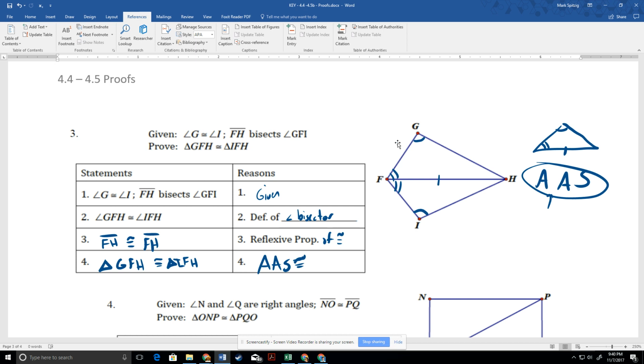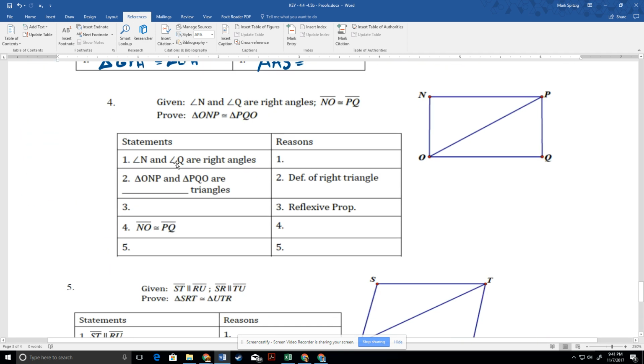Basically, we could go back up, but essentially the reasons we had to choose from are angle, side, angle; side, side, side; and angle, angle, side; and then of course we have HL, but only for right triangles. So those are the 5 reasons we had to pick from. If we know the triangles are congruent, those are the theorems we use to prove triangles congruent. Okay, we're looking here. We have angle N and angle Q are right angles, so that is given.